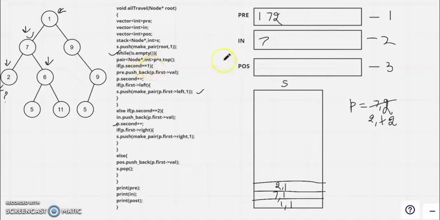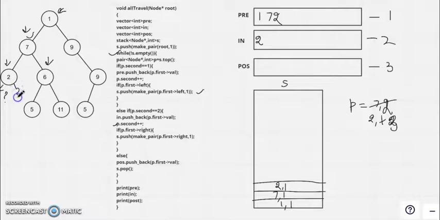equal to 1? No, p.second is not equal to 1. Now if p.second is equal to 2? Yes, p.second is equal to 2, so we will be pushing this into our inorder vector. Okay, so 2 is pushed here, and what we'll be doing is p.second++, we have incremented it to 3. And if p.first has right, now does 2 have a right?